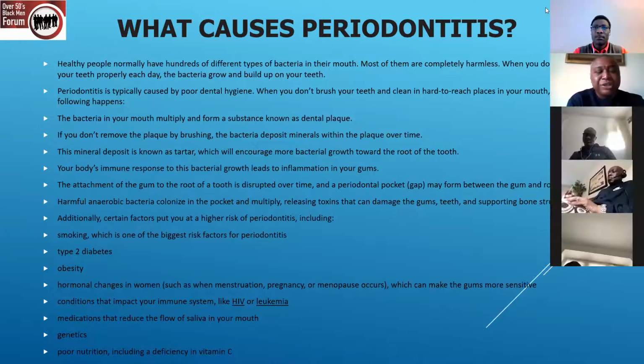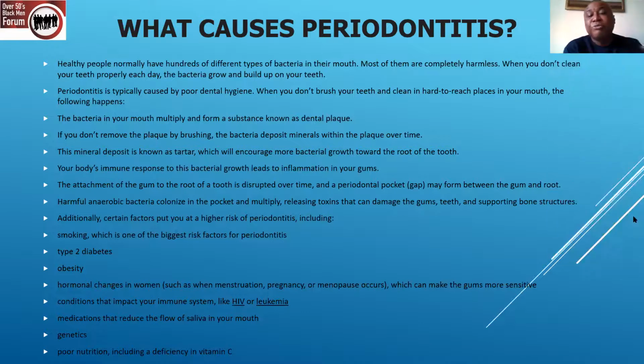There are also hormonal changes, obesity, conditions like HIV and leukemia, poor nutrition, and poor health as risk factors. If for any reason we're on medication that reduces the saliva in our mouth, or there's some medication that we take that can actually cause this. Next slide, please.